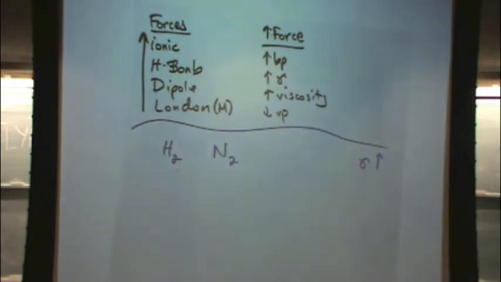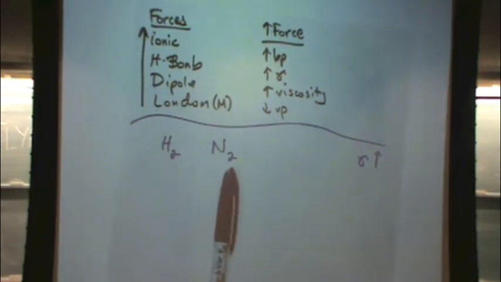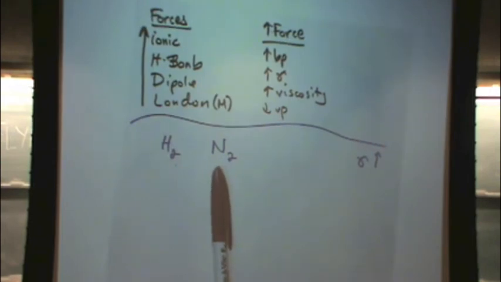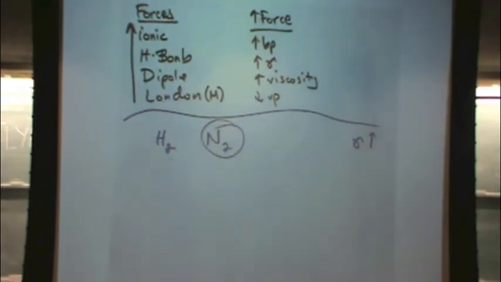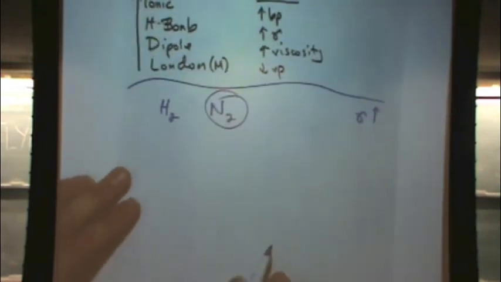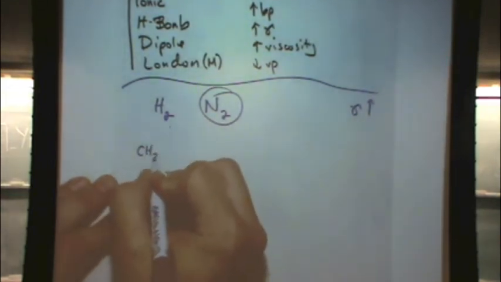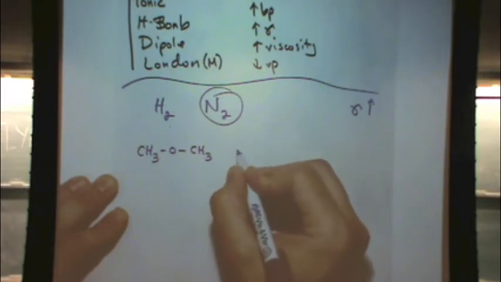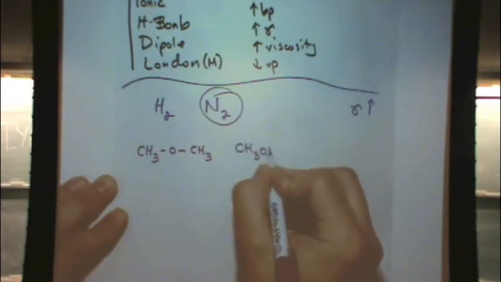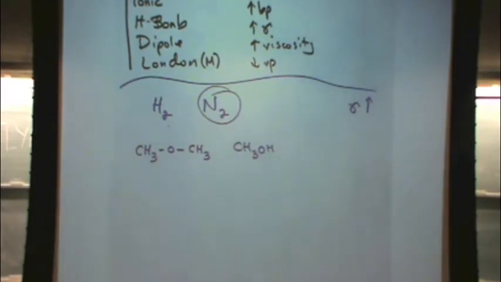So the one with the higher force will be the one with the higher molar mass, which is the one on the right. So that one will have a higher force. Because that one on the right, nitrogen, has a higher force, it'll have a higher gamma. So the one on the right has a higher gamma. Okay, let's try another one. Okay, let's try this one.